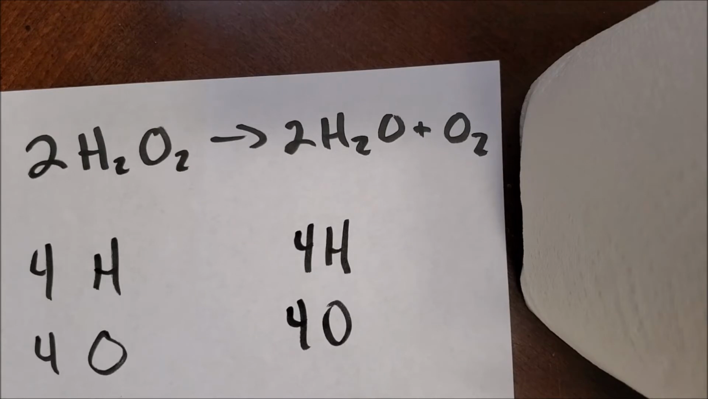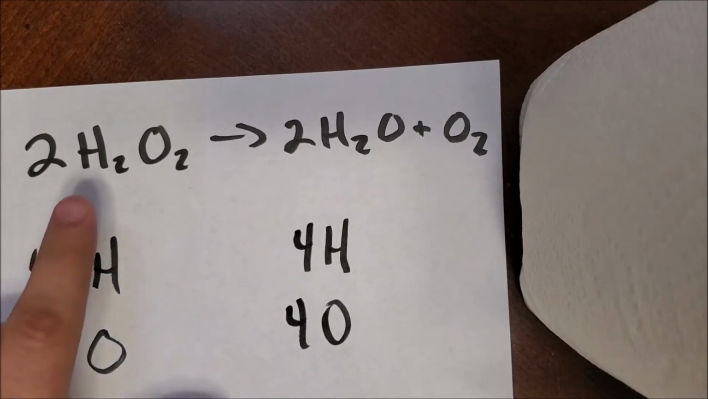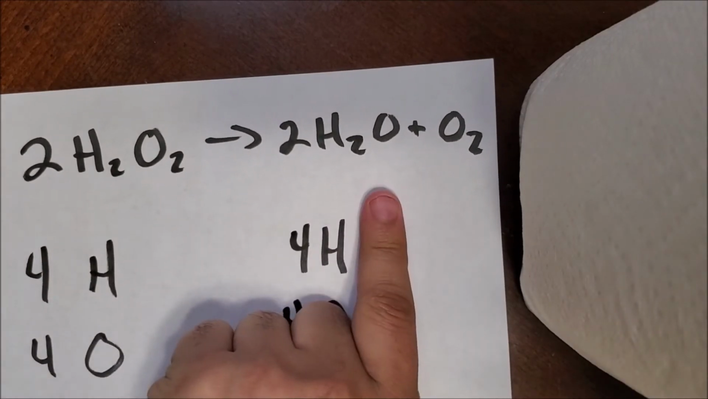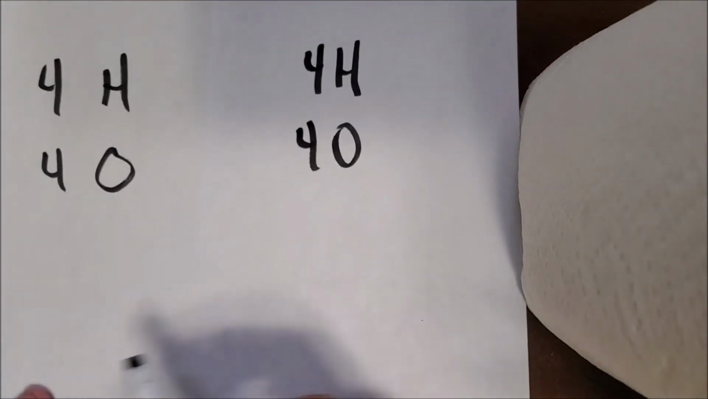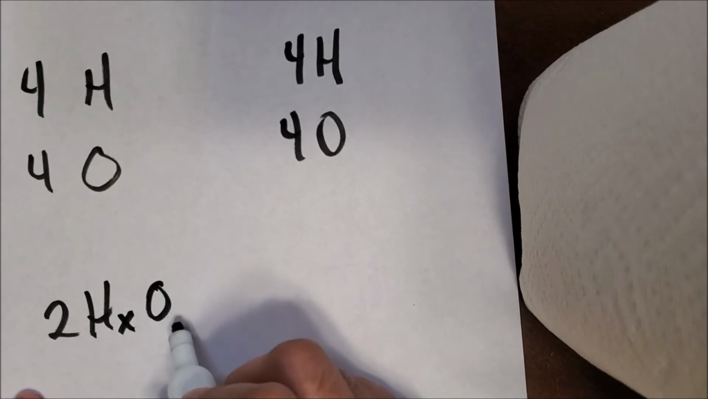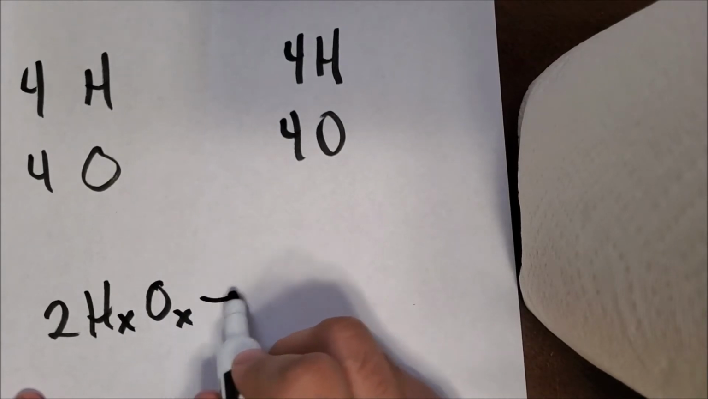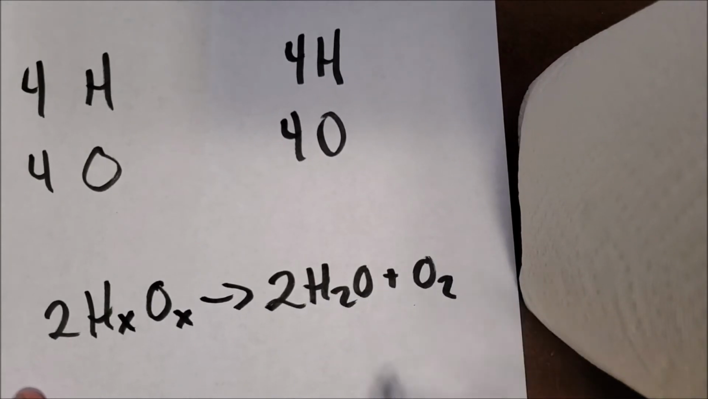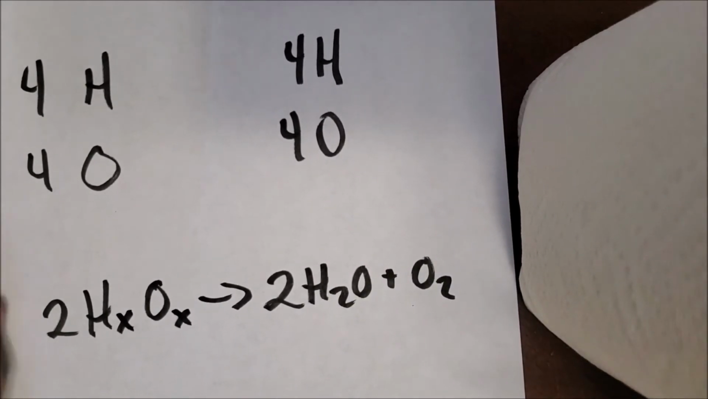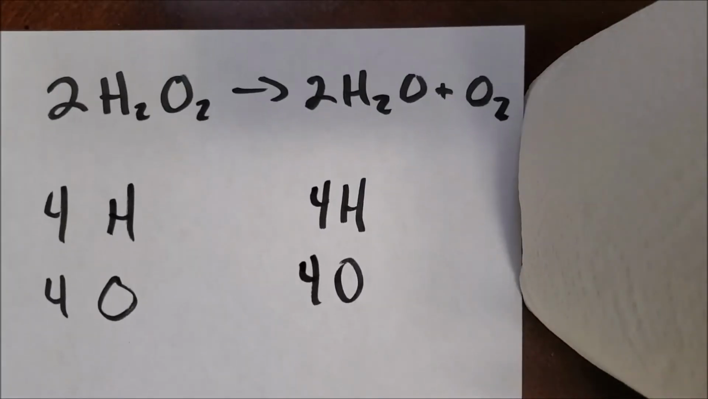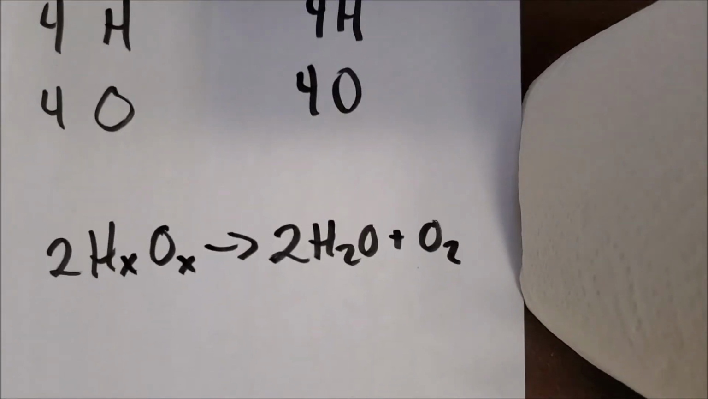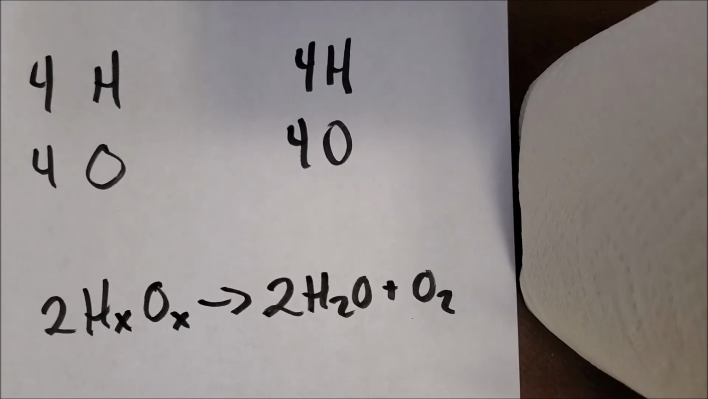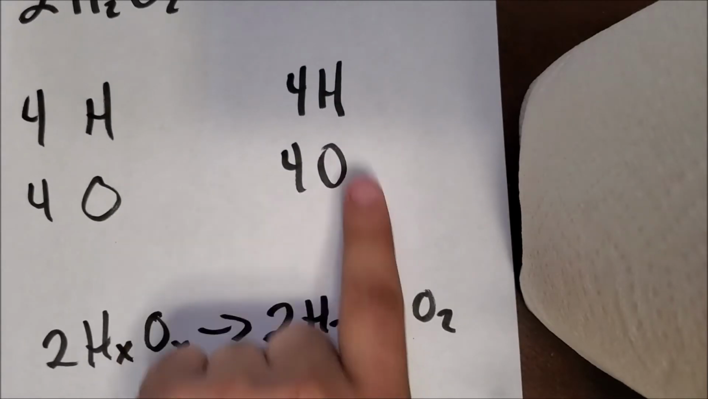So if we were to say, how many hydrogen do you need on this side to make this? If we had something like 2HxOx to 2H2O plus O2, you'd be able to find it out because we've balanced the equations up here. We would know that here, x needs to equal 2, because you have 4H and 4O on this side.